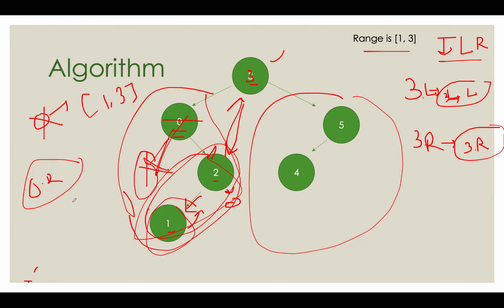So the left part of the tree becomes something like this: 3, 2, and 1. And let's move in the right part of the tree. The left part is something like this: 3, 2, 1. And for the right part, we will see we got 5. And as soon as we get 5, we will see this is out of range.